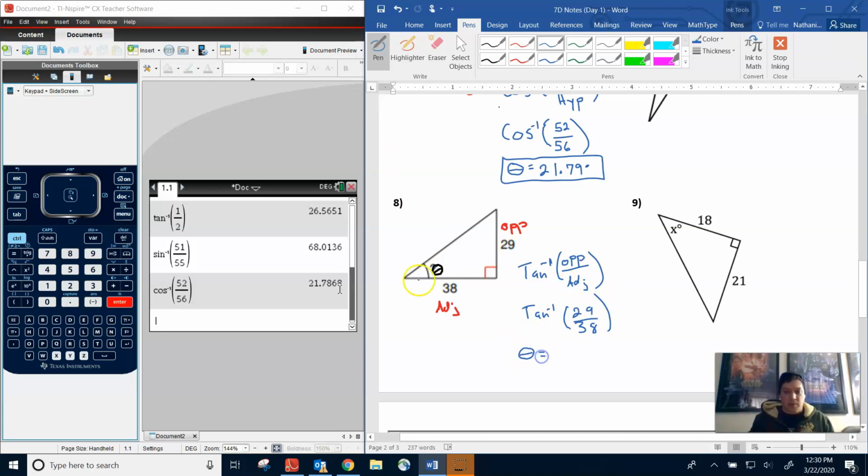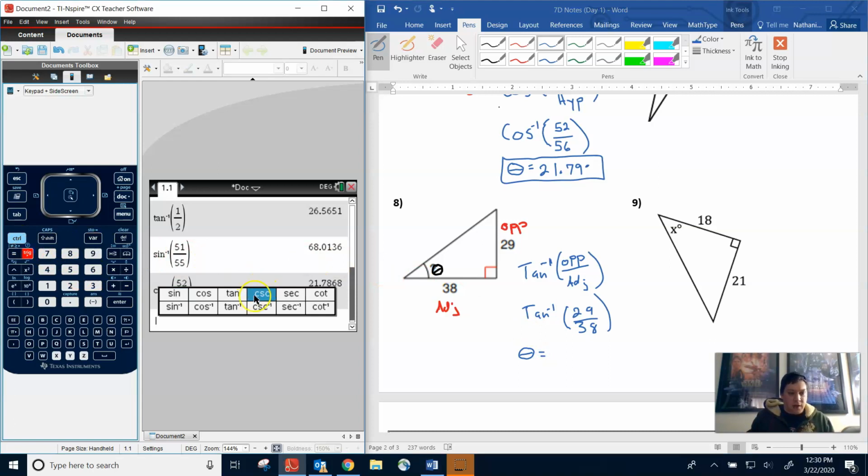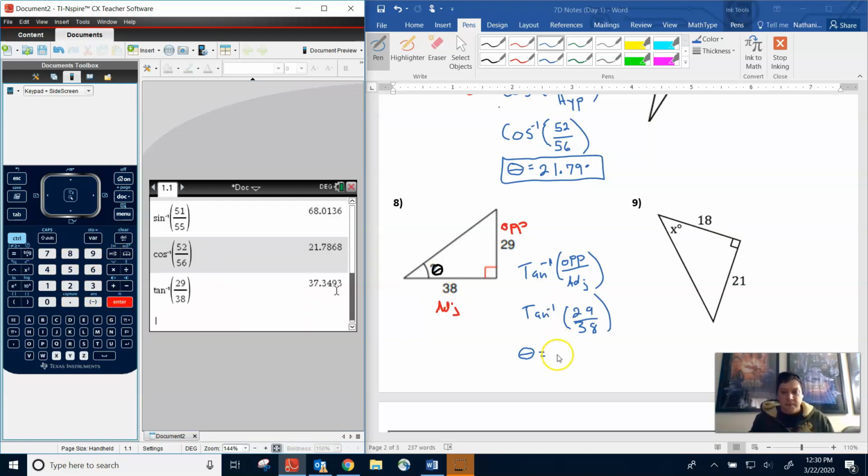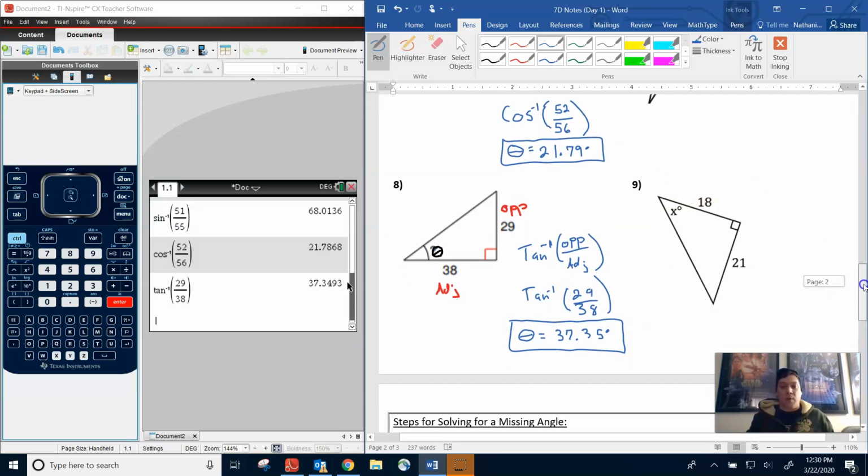Our theta will be, all right, trig tan inverse 29 divided by 38. There we go. So then we have 37.3. That's a 4. The 9 rounds up, so it'll be 35 degrees. And that is it. So this is how we find missing angles in triangles. What we need is always to have 2 sides. If we have all 3 sides, we can definitely find it too. But you need at least 2 sides. With 3 sides, you're basically allowed to find any angle you want.